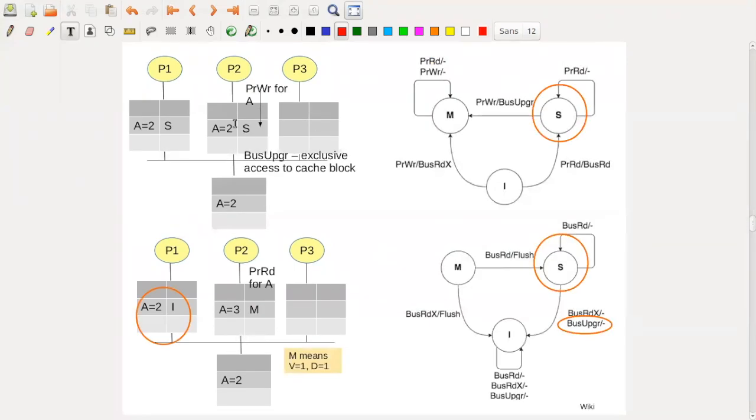Let us look at what happens next. We'll look at one more sequence. So currently both of them are in the shared state with the updated value. The memory is also updated with the latest value.